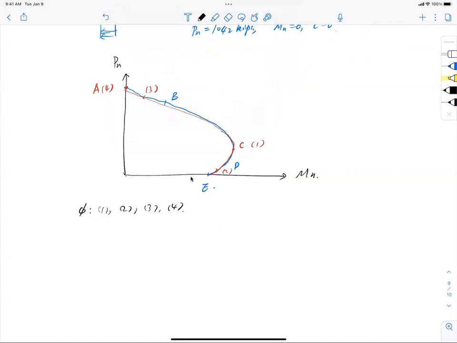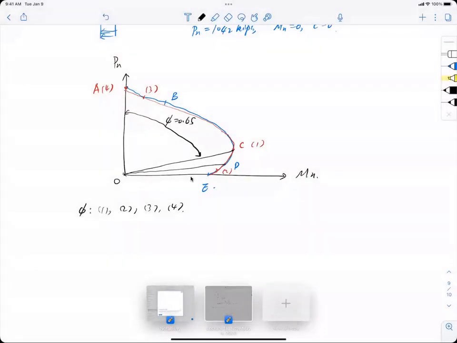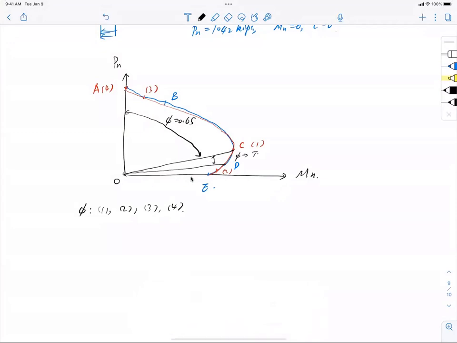How are you going to do that, right? So now, knowing that if you draw a line between 0 and C, this region here is compression control, so phi equal to 0.65. And this region here between C and D, sorry, my phone call. So here is phi equal to a transition zone. And then here, phi equal to 0.9.